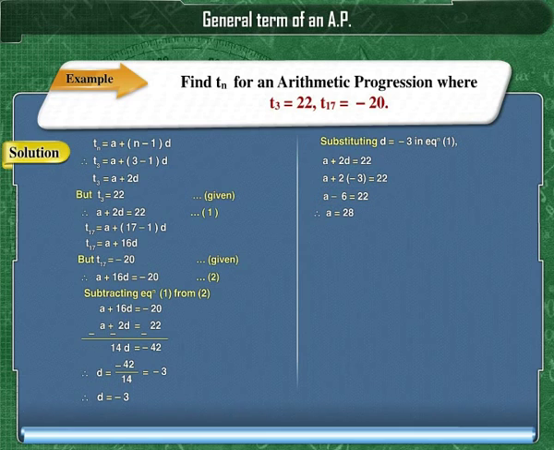Thus, we have found the values of a and d. We can get Tn by substituting a is 28 and d is minus 3 in the formula Tn is a plus (n minus 1) into d. Therefore, Tn is 28 plus (n minus 1) into minus 3, which is equal to 28 minus 3n plus 3, which is equal to minus 3n plus 31. Therefore, Tn is minus 3n plus 31.